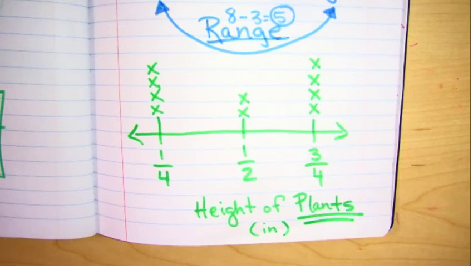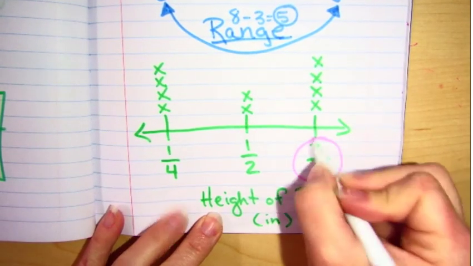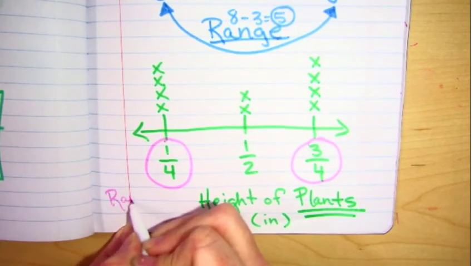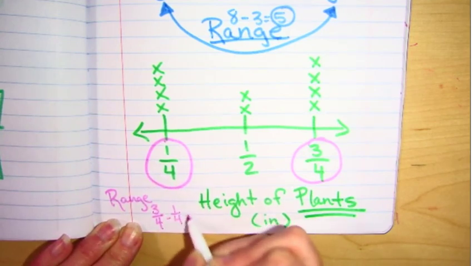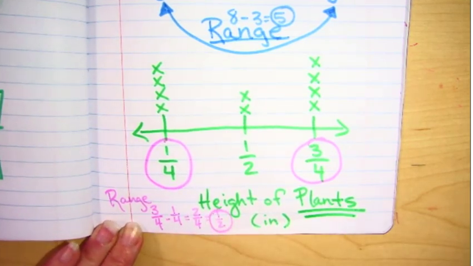The range would be what? It would be 3/4 minus 1/4, which is 2/4, and 2/4 is equal to 1/2. Do you see? So your range, good question there. Your range is going to be the difference between the largest number and the smallest number. So on this one, your range would be 3/4 minus 1/4, and 2/4, as you guys said, is going to be 1/2. Does that make sense?